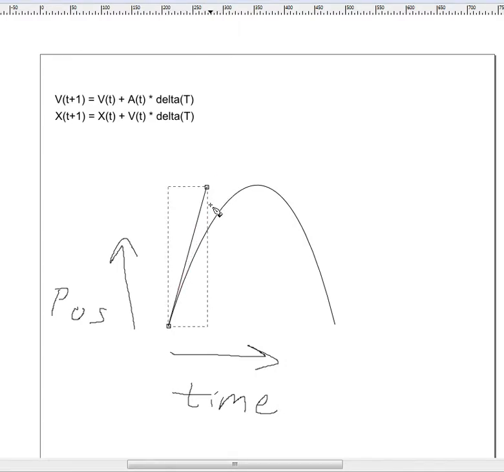Now, the problem with this is that it looks very different from this parabola right here. What's happened is we've used this equation to estimate the new position at this new time, but we kept velocity constant when really velocity was changing. This is just an artifact of the way integration works, any integration. But it's especially noticeable with Euler integration.